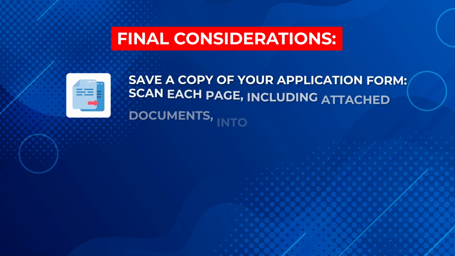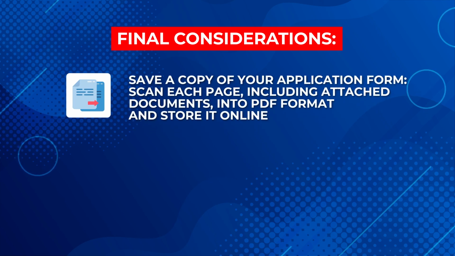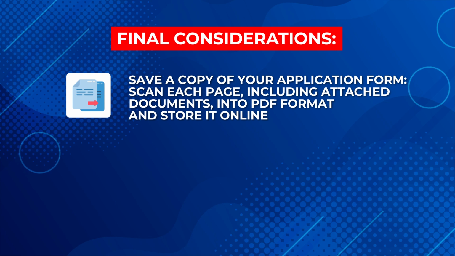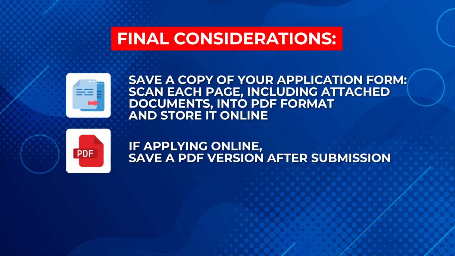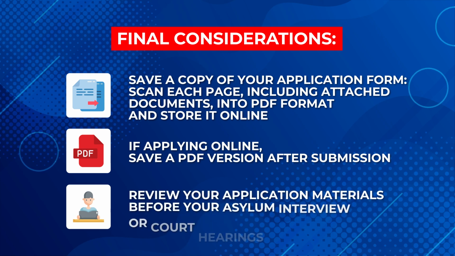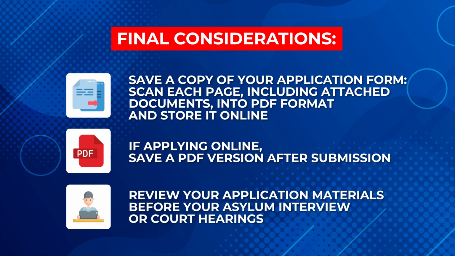1, save a copy of your application form. If you're applying on paper, you should scan each and every page of not just the application form itself, but also any other documents you submit along with it. You want to have this in PDF format and save that PDF multiple places online where you can easily access it later. If you're applying for asylum online, then after you submit it, you'll have the option to save a PDF version of the submission. Definitely do that. You'll want to review your asylum application materials again before your interview or court hearing.